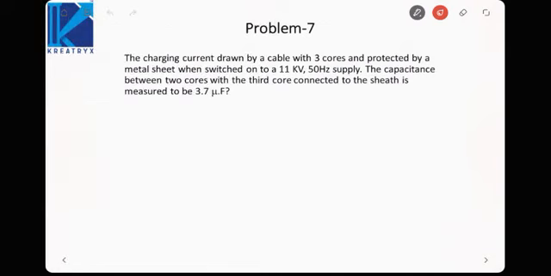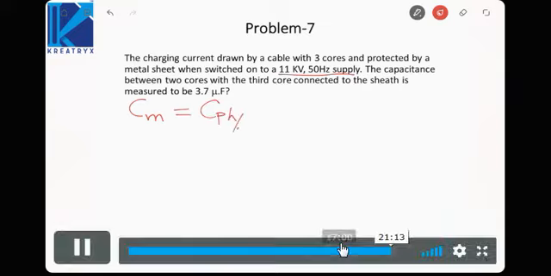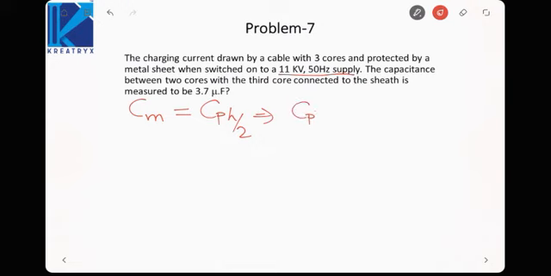In our last problem, it is asking for the charging current drawn by a cable with 3 cores and protected by a metal sheath when switched on to an 11 kV 50 Hz supply. The capacitance between two cores with the third core connected to the sheath is 3.7. As I told you, this is case number 3. When one core is connected to the sheath and capacitance is measured between two cores, it is C phase by 2. It implies C phase will be 2 into 3.7, that is 7.4 microfarad.